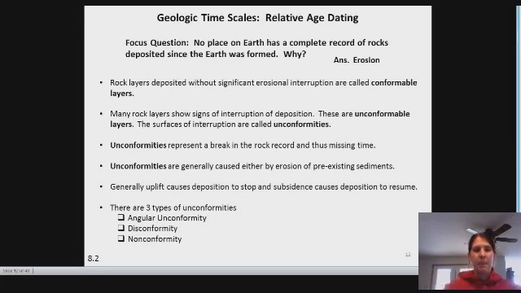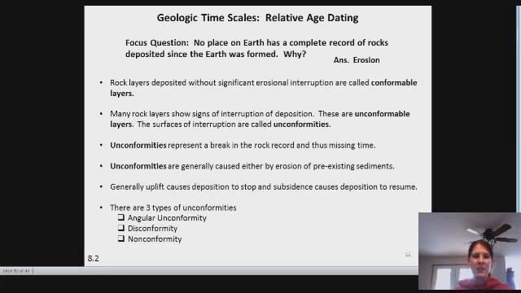And the overall grouping of surfaces with interruption are called unconformities. Unconformities are a break in the rock record or missing time. They are generally caused by erosion of pre-existing sediment. Sorry, that sentence is wonky on my slide.